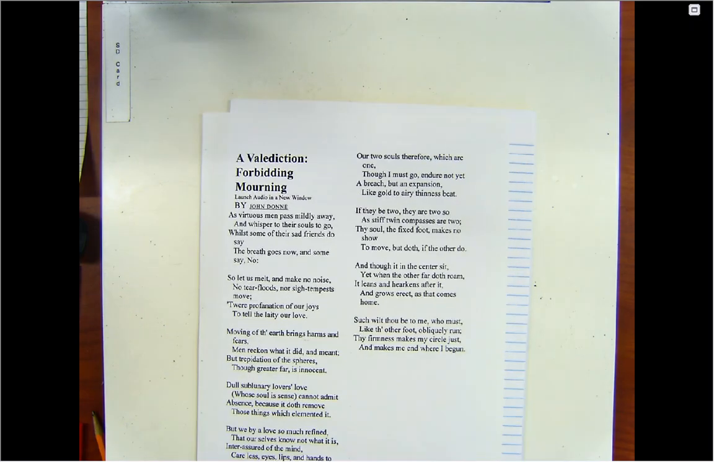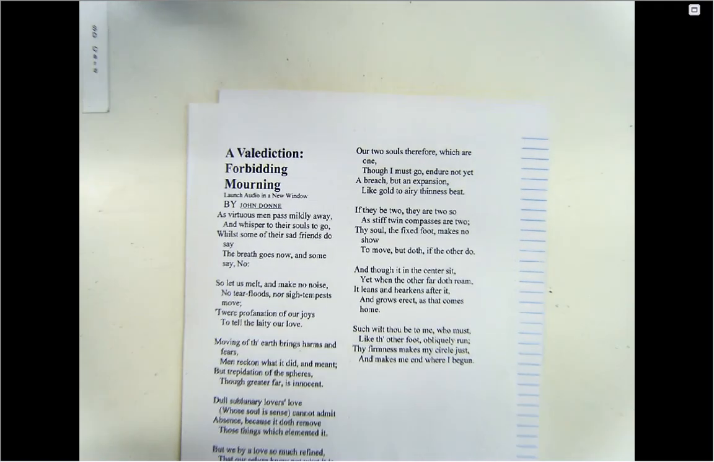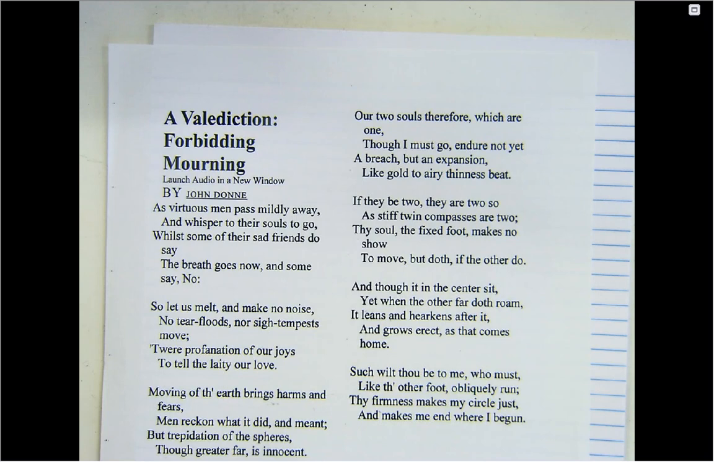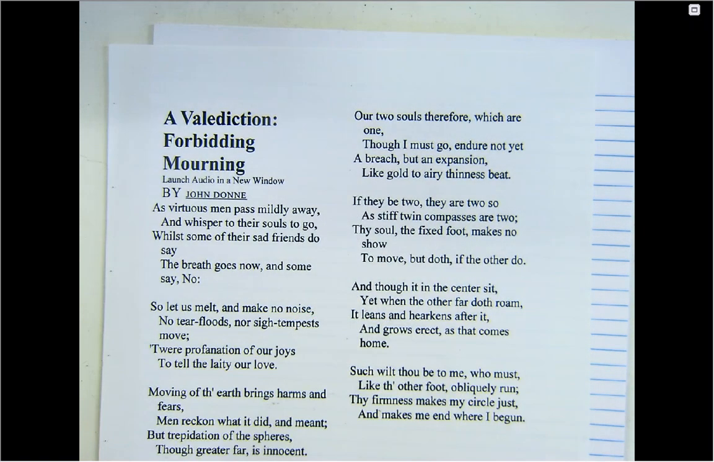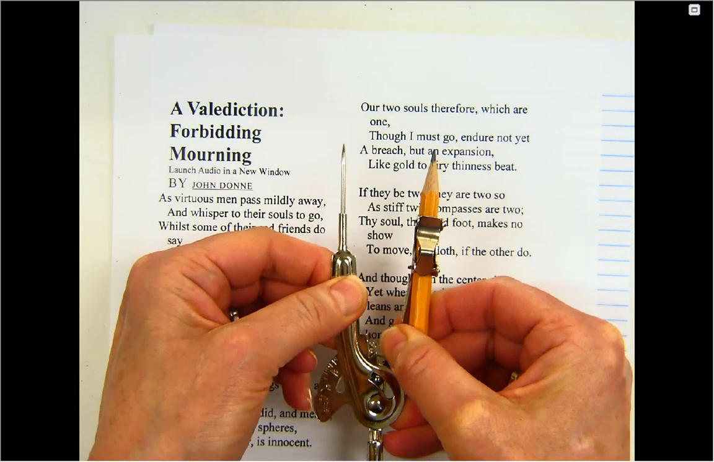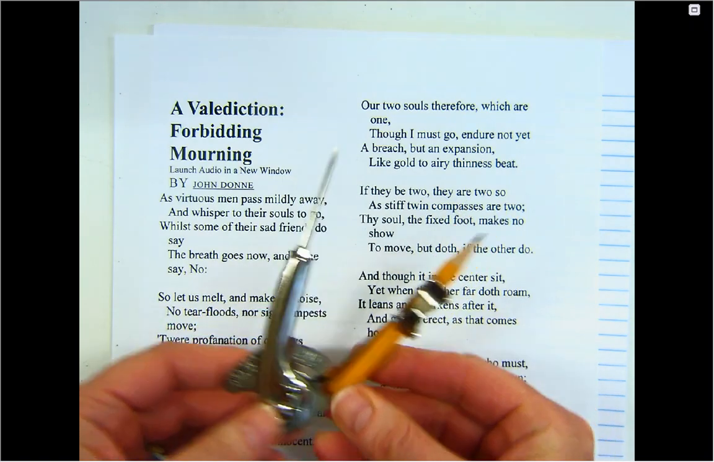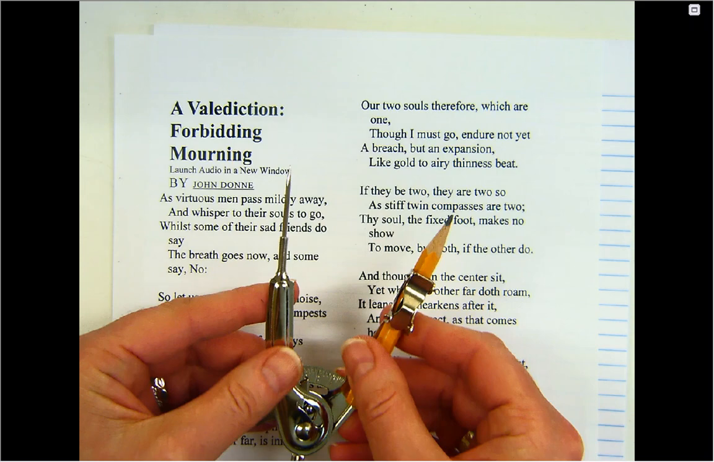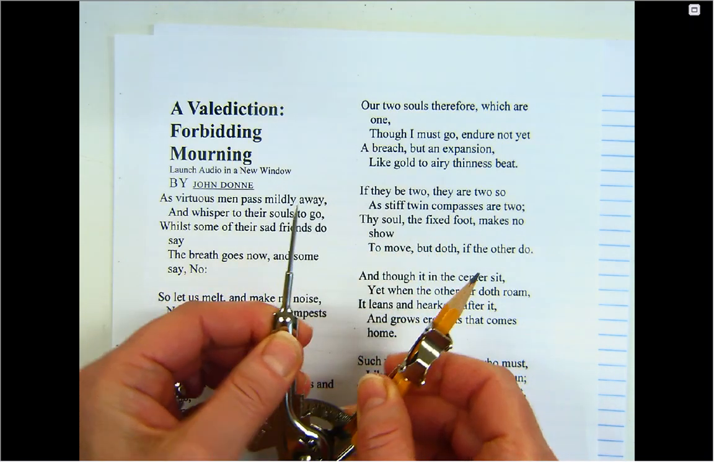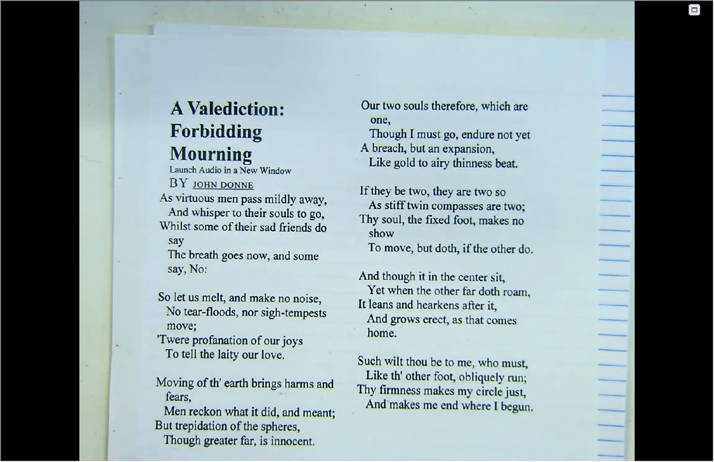Whenever we have a compass, I think of this poem. How many of you have seen this poem before? Have you? Yeah. What is it? A Valediction Forbidding Mourning by John Donne. Okay, so this is a poem about a compass. And we're looking at math in different areas, and I thought poetry was a different area. So this is John Donne writing about two lovers who are like the two ends of a compass, okay? So I'll read this to you.